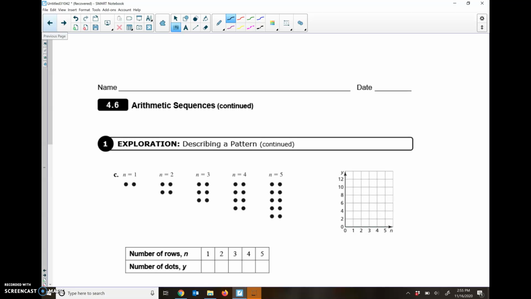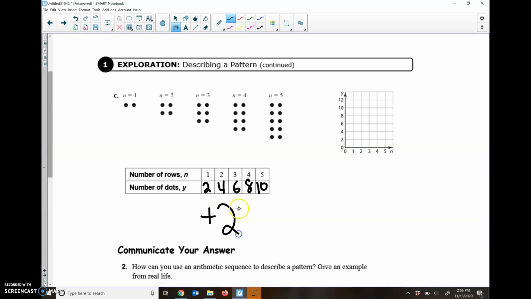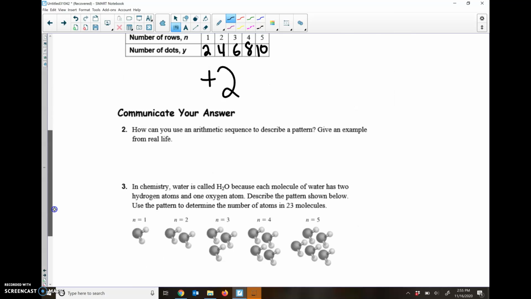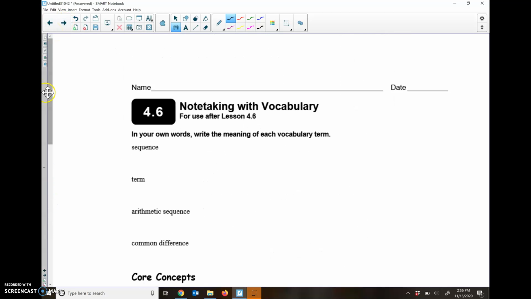Okay, kind of the same thing here on this example. When n is 1, it has 2 dots. When it's 2, it has 4 dots. And then when it's 3, it has 6. And then 8, and then 10. So here, it looks like our pattern is to add 2 every time. For most of these, we can just go in and figure out what the pattern is and just write it out like that.